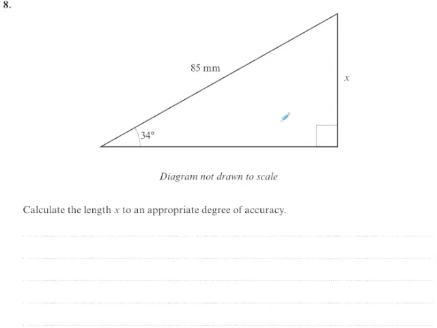So what are your opposite and adjacent sides? It depends on where your angle is. So for this angle, the opposite is the side opposite, literally. The adjacent side is the one next to the angle.